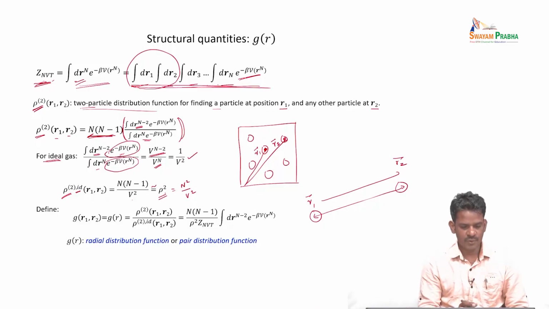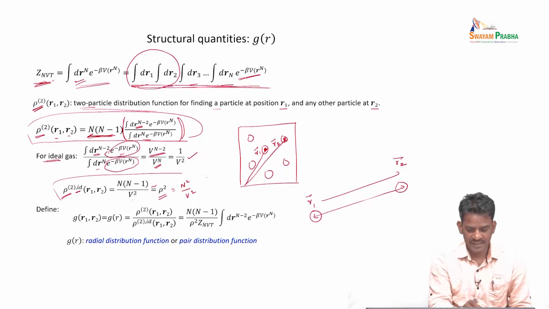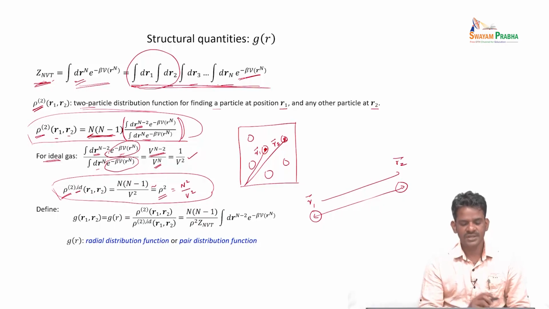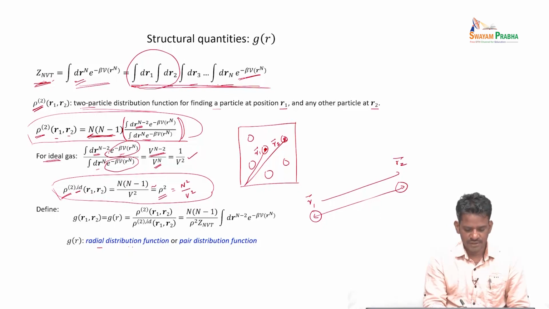So, now that I have defined a 2 particle distribution function for a general system, and I have also shown what it is for an ideal gas, I am going to define a new quantity known as the radial distribution function or pair distribution function, g of r, as a ratio of 2 quantities, rho 2 divided by rho 2 ideal.